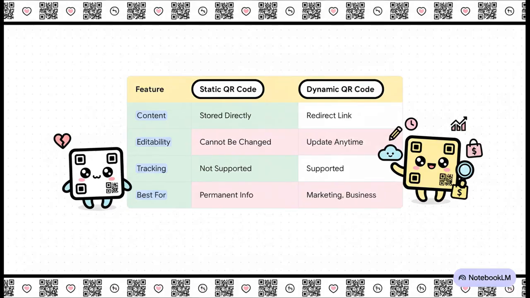So this table breaks down your two options perfectly. A static code, well, the destination is literally baked into the pattern itself. It's permanent. But a dynamic code is different. The code just points to a short redirect link, and you can change where that link goes whenever you want. So think about a restaurant menu, right? With a dynamic code, they can update the daily specials link every single day without ever having to print a new menu. It's a game changer.